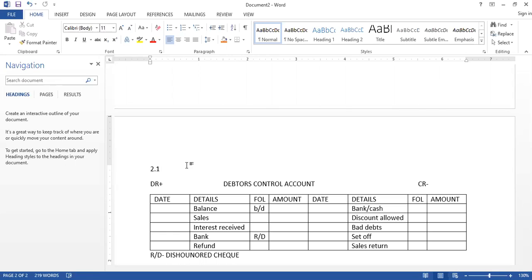Just go through your study guide, but I think it's fundamentals A. This topic is in fundamentals A, and I think the purpose of drawing up your control accounts will also be found in the fundamentals A study guide. But yeah, I'll go through. I think I have a study guide in my PC if I'm not mistaken, so let me quickly look for it.